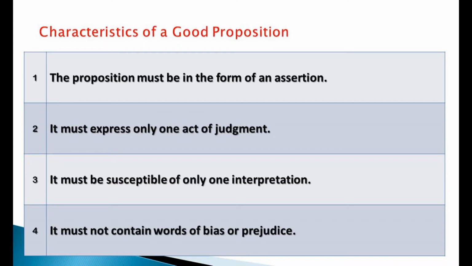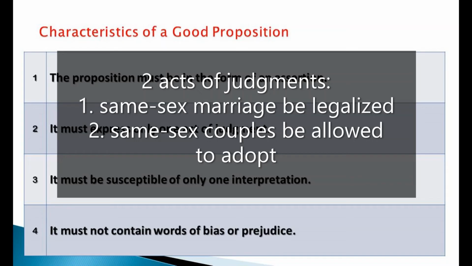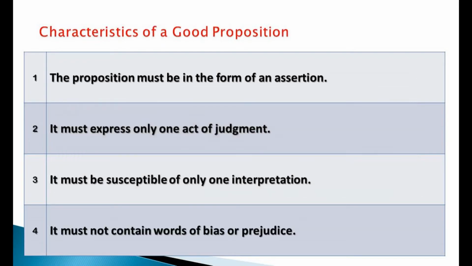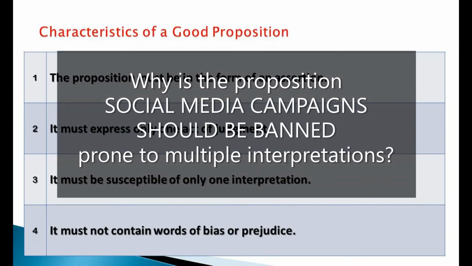Second, the proposition must express only one act of judgment. In other words, it should have only one subject matter. Avoid multiple subject matters, such as resolve that same-sex marriage should be legalized and same-sex couples should be allowed to adopt children. Third, the proposition must be susceptible of only one interpretation.